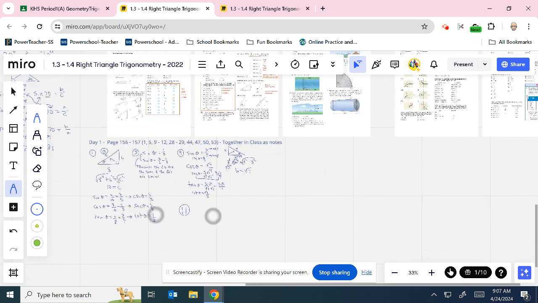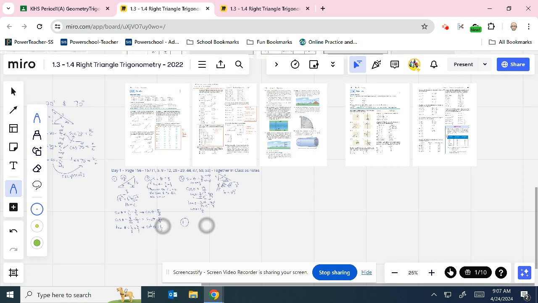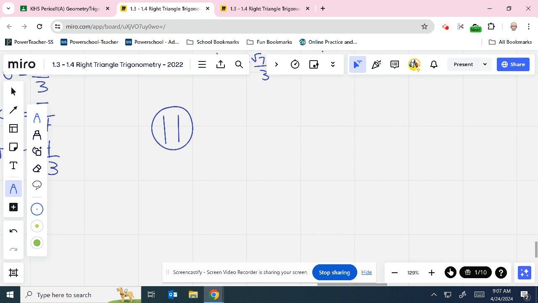Number 11 is going to give us the secant is 2. But wait a second, that's not a fraction. I need two sides of my triangle, and that's just a number. Can we make that a fraction? Yeah, you can always put a 1 under anything and make it a fraction.